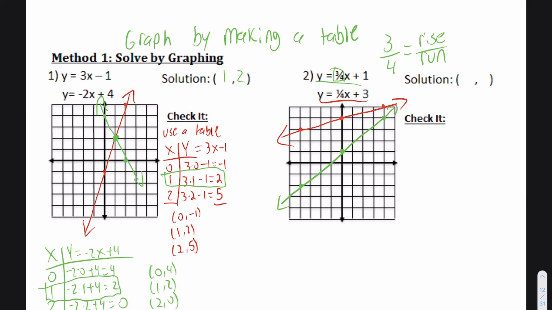Okay, so it looks like these lines are going to intersect soon, but they don't show up on the graph. So I don't know what the solution is. I would have to solve it by using the table with numbers that go farther than this graph shows.